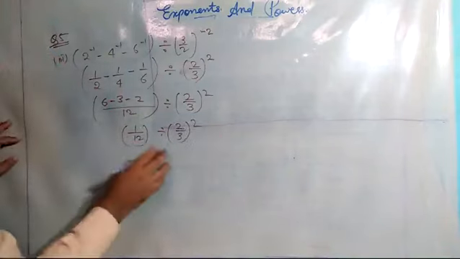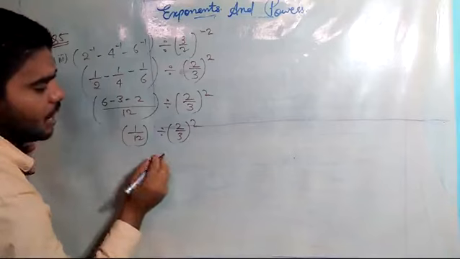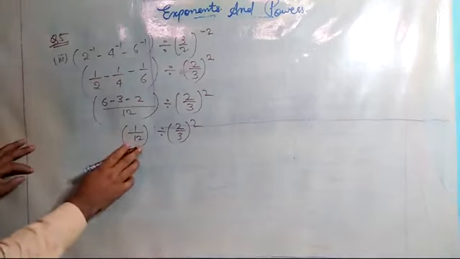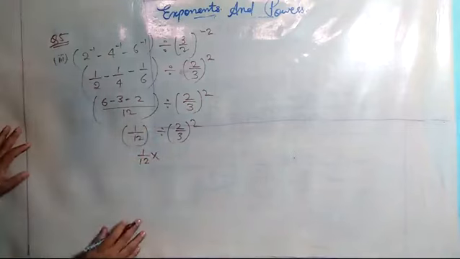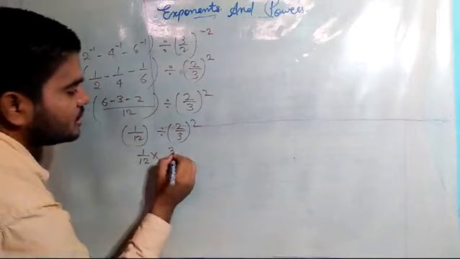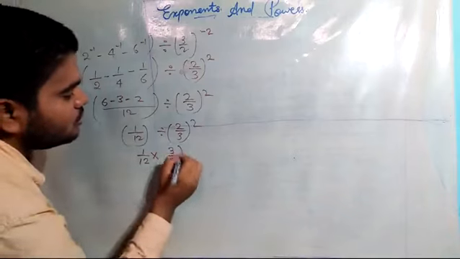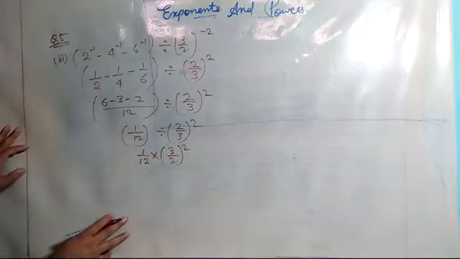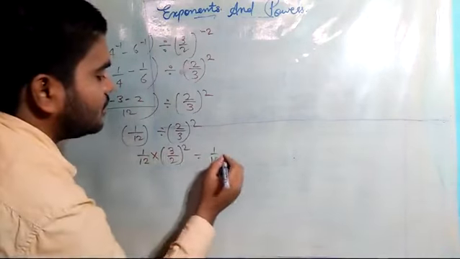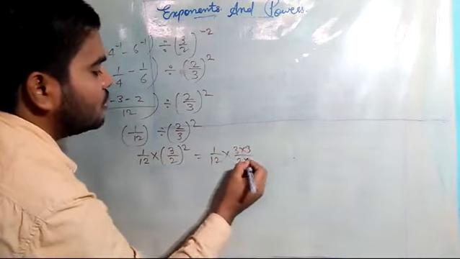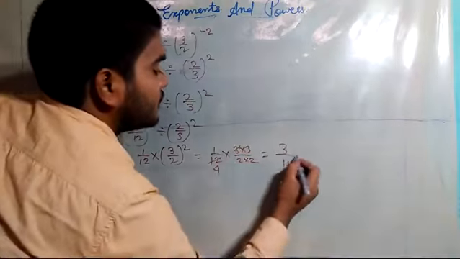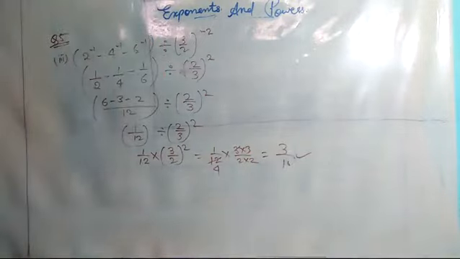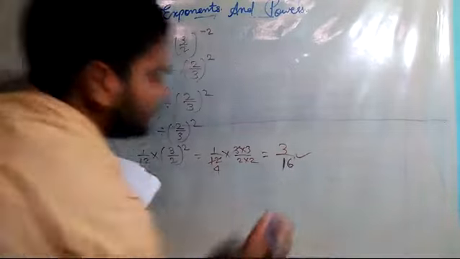Now if you see, the bases are not the same. If bases are not the same, then you cannot subtract here. So the only option left is multiplication. Then you will write 3 by 2 square. Now this will be 1 by 12 multiplied with 3 into 3, 2 into 2. 3 fours are 12. So it will be 3 by 16. I hope this is the answer. Let me verify. So the answer is correct, it is 3 by 16 only.